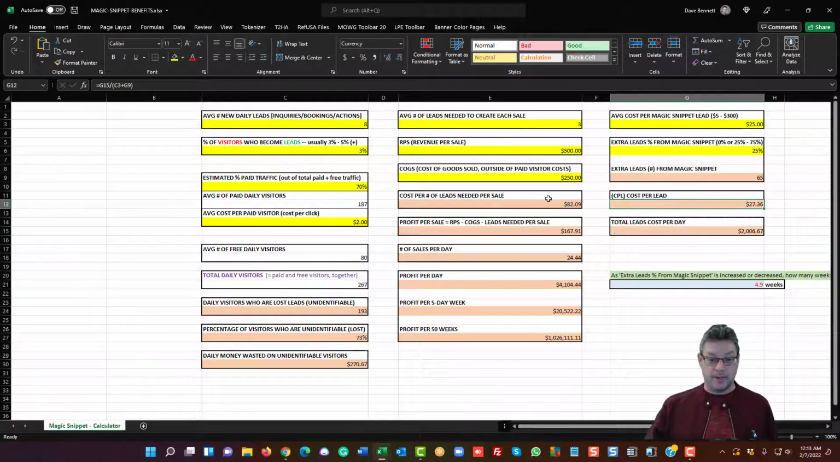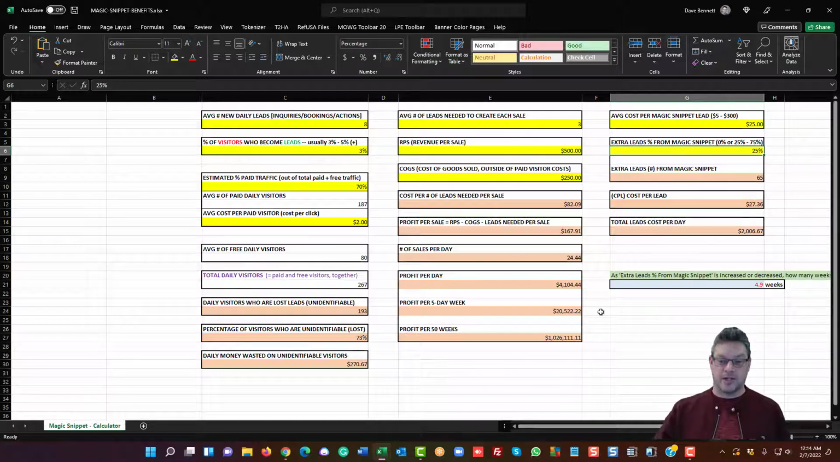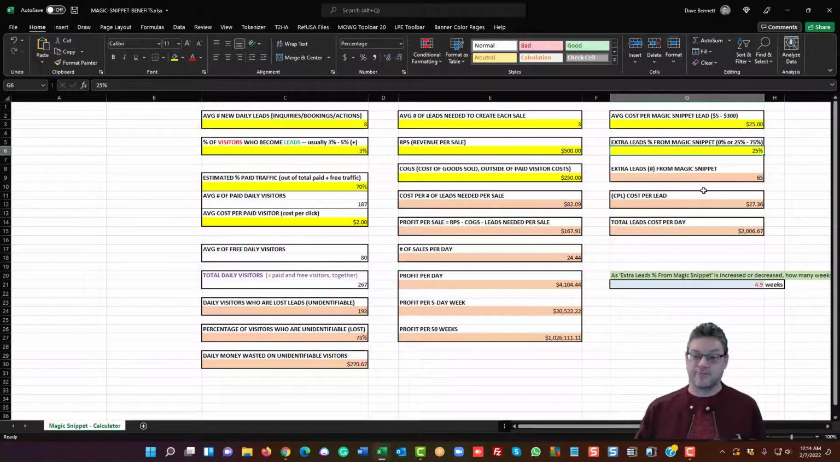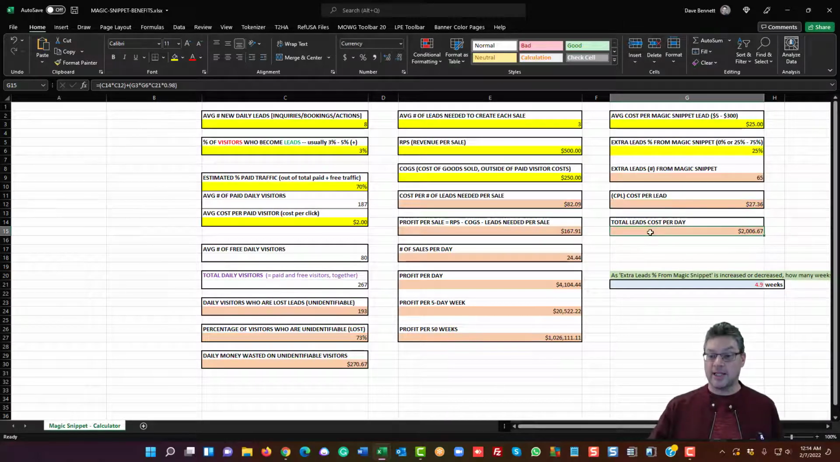It used to be $2 a lead. Well, $2 plus 25 bucks is 27 bucks. And so you're seeing $27.36. Yeah, rounding error. It's just because 25% of whatever these numbers were, and you get 2.67 sales a day or whatever. Yeah, you're getting rounding errors. Okay, now that means your total leads cost per day shot up. You're spending $2,000 on your cost.